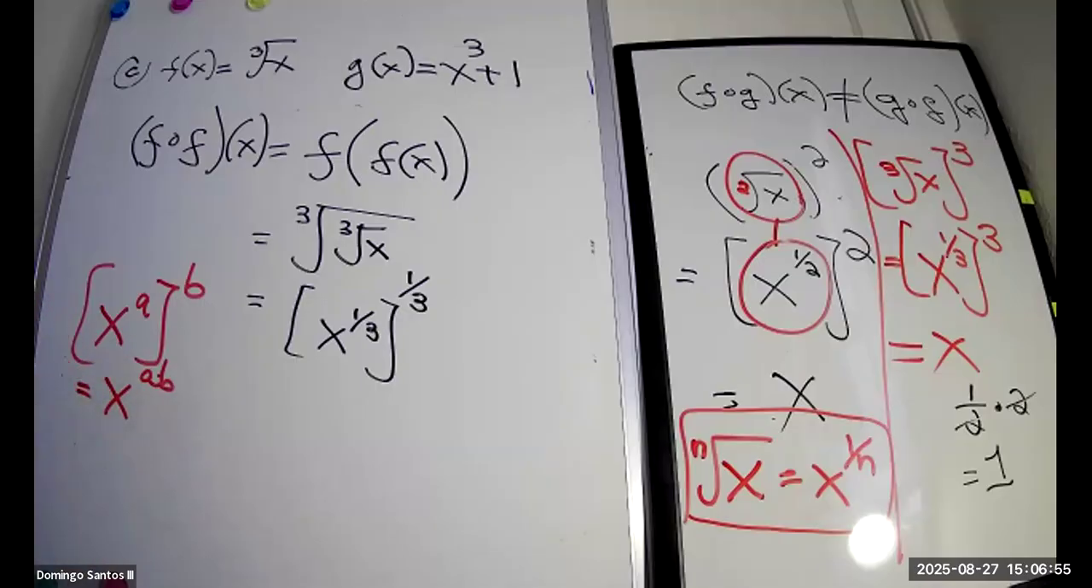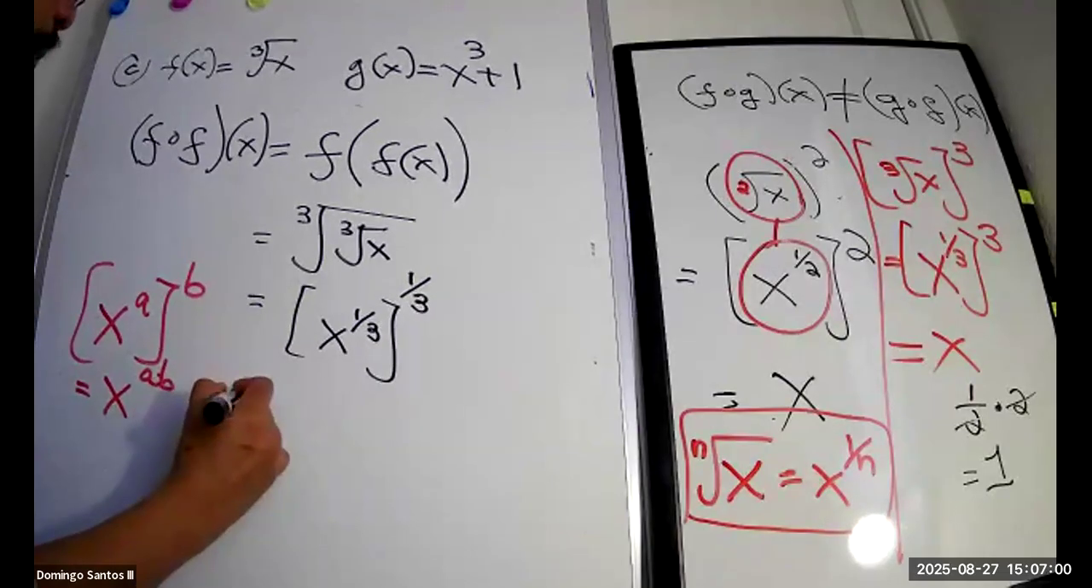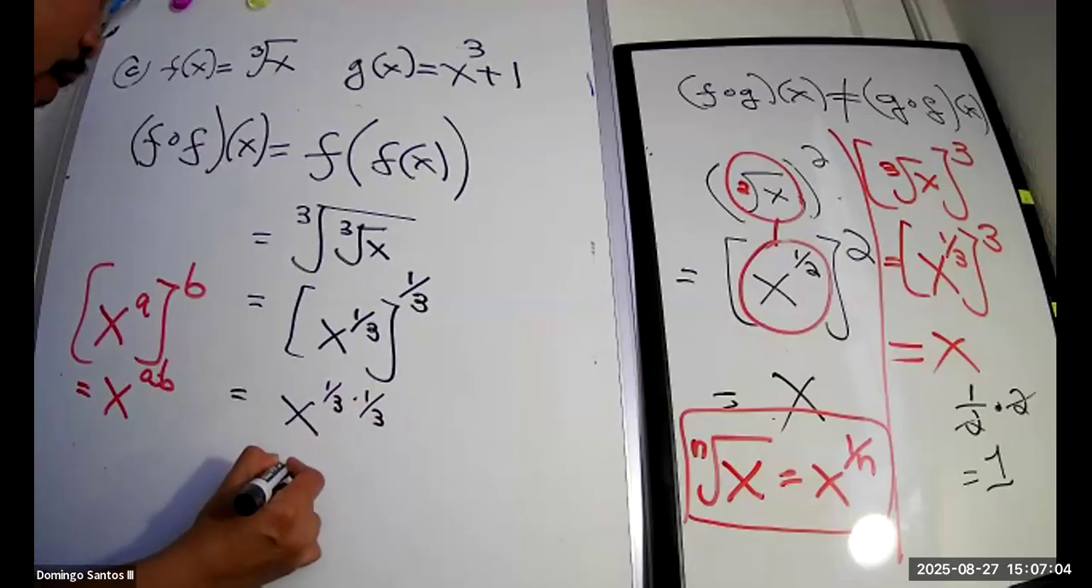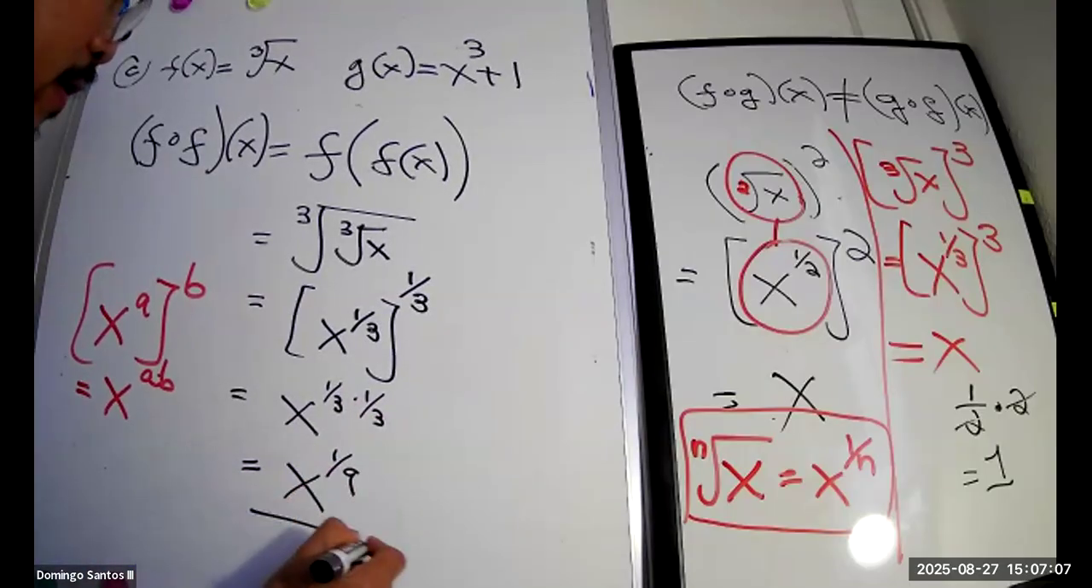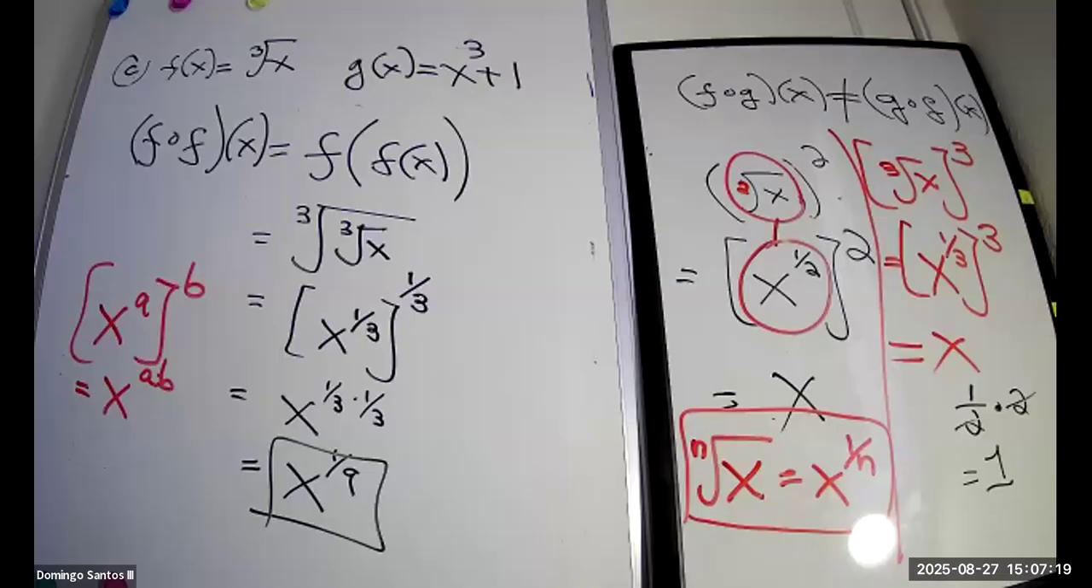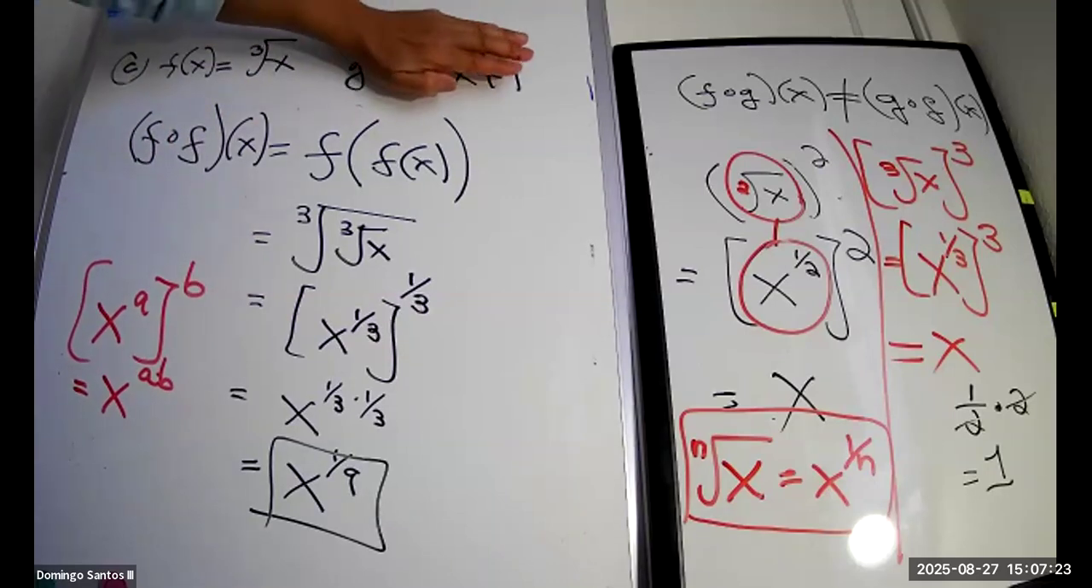Correct? Because this is a times b, right? So this is equal to x to the 1/3 times 1/3, or x to the 1 over 9, or the 9th root of x. Okay, that makes sense. I wasn't sure if you just plug it back into itself. Yes, exactly. Meaning, in this example, this doesn't matter, right? Because you're using f anyway. The same with g. Okay?